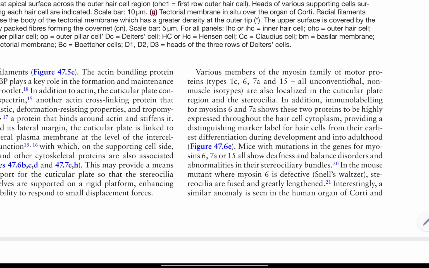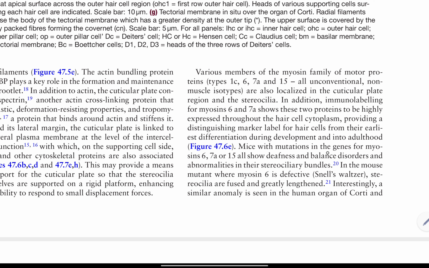Various members of the myosin family of motor proteins types 1C, 6, 7A, and 15, all unconventional non muscle isotypes, are also localized in the cuticular plate region and the stereocilia. In addition, immunolabeling for myosins 6 and 7A shows these two proteins to be highly expressed throughout the hair cell cytoplasm, providing a distinguishing marker label for hair cells from their earliest differentiation during development and into adulthood.